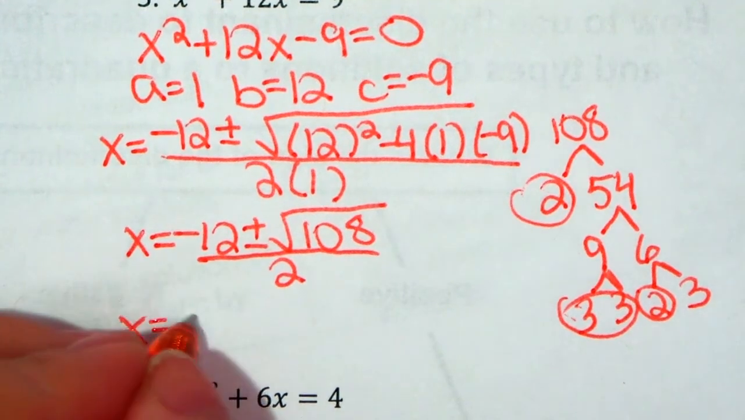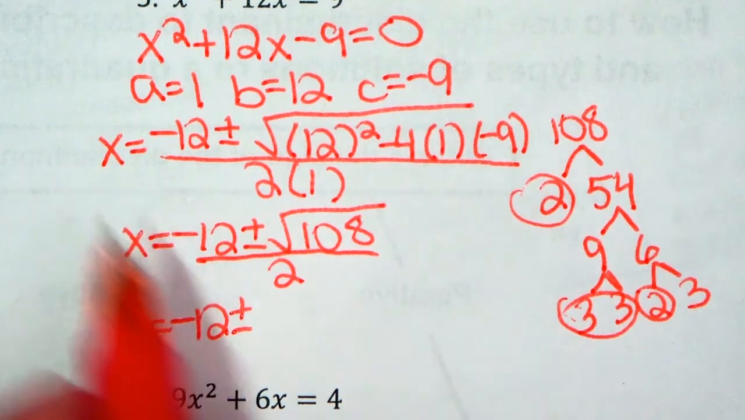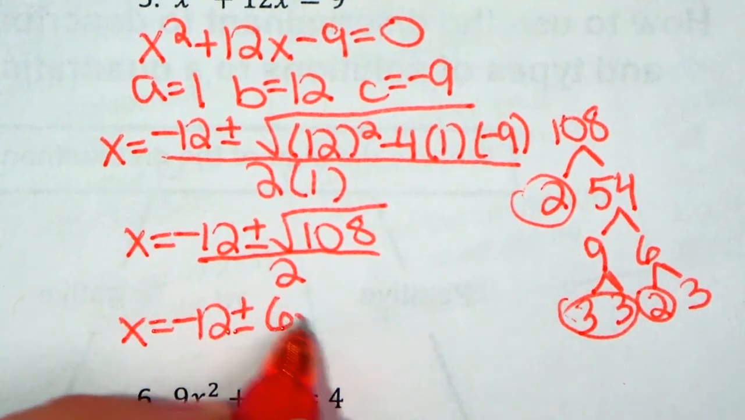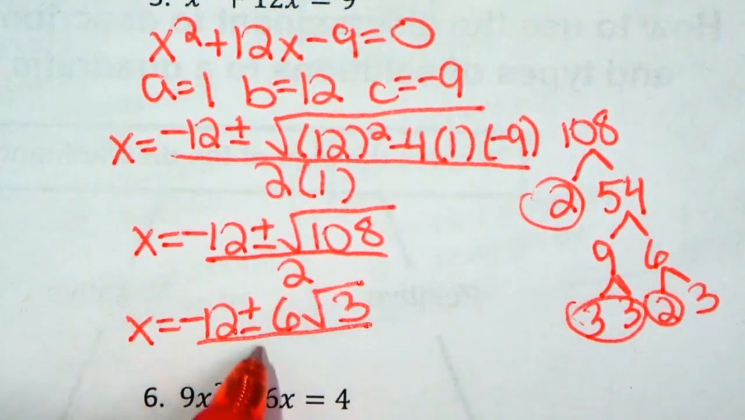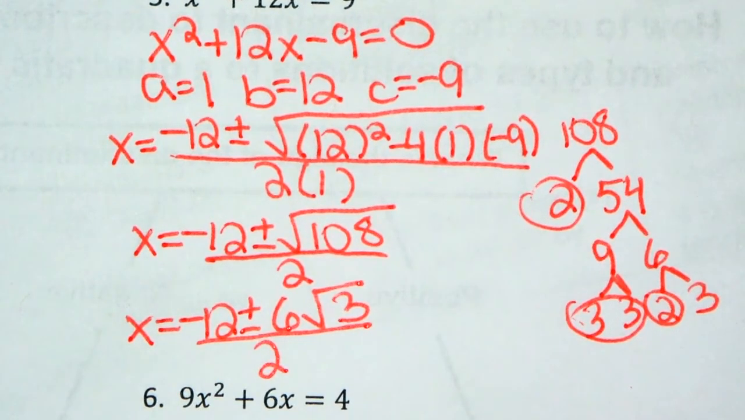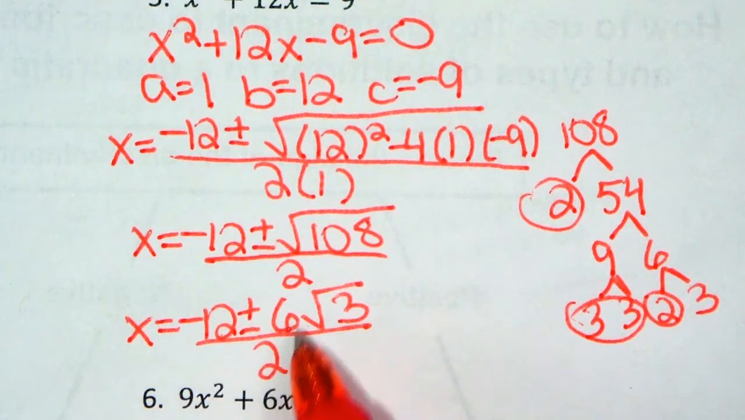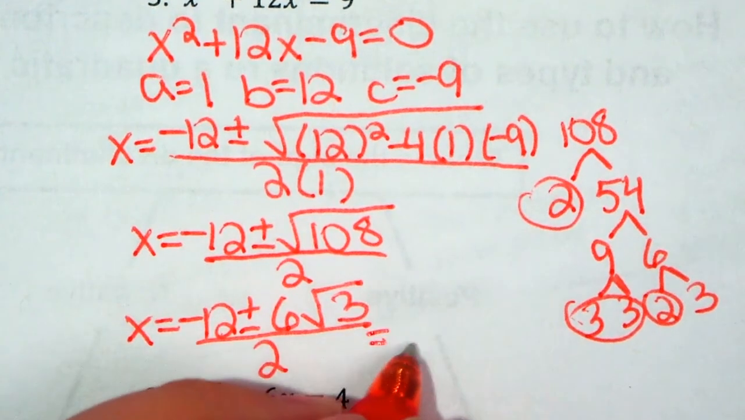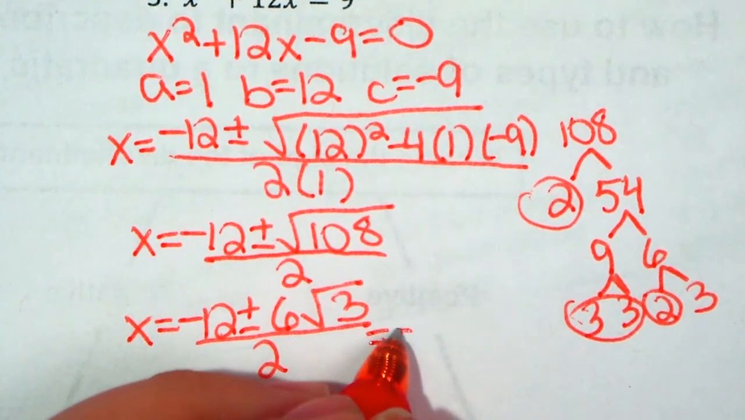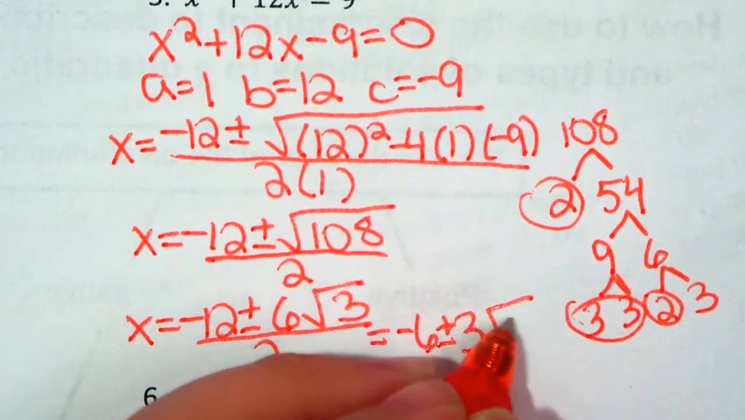So x equals negative 12 plus or minus 2 times 3, which is 6, all over 2. Time to reduce. The negative 12, the 6, and the 2 are the only things that we're going to look at to see if they can reduce, and they can all be divided by 2. So x will equal negative 6 plus or minus 3 square roots of 3.